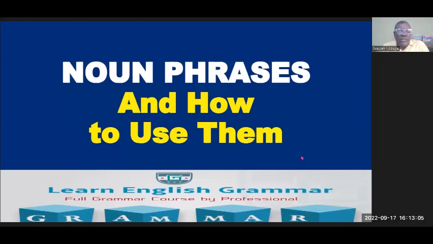In today's lesson, our focus is on noun phrases and how to use them.